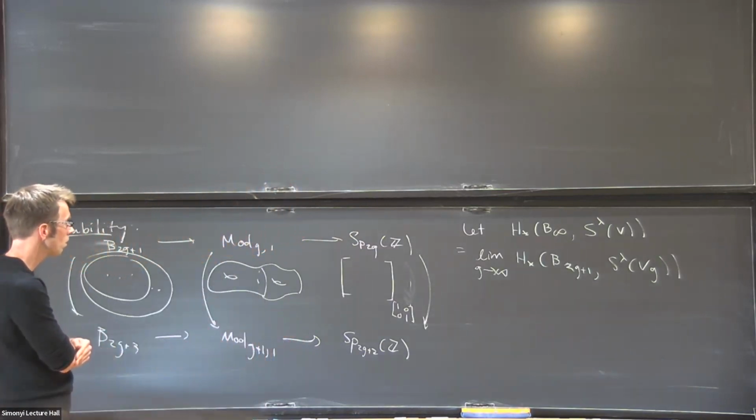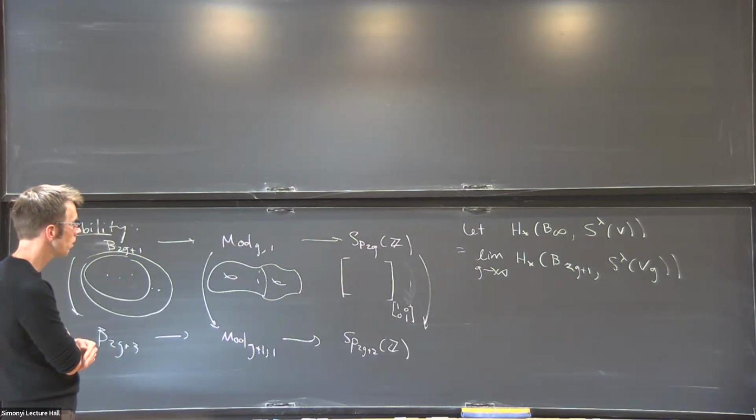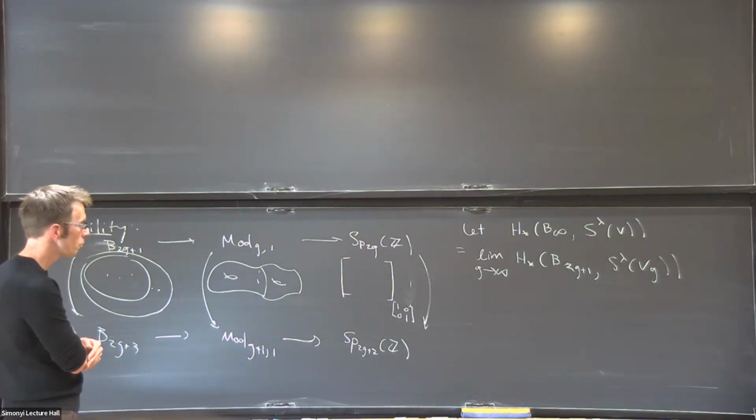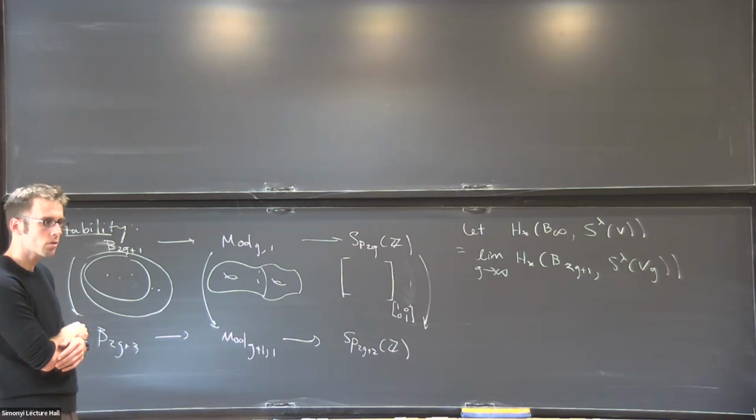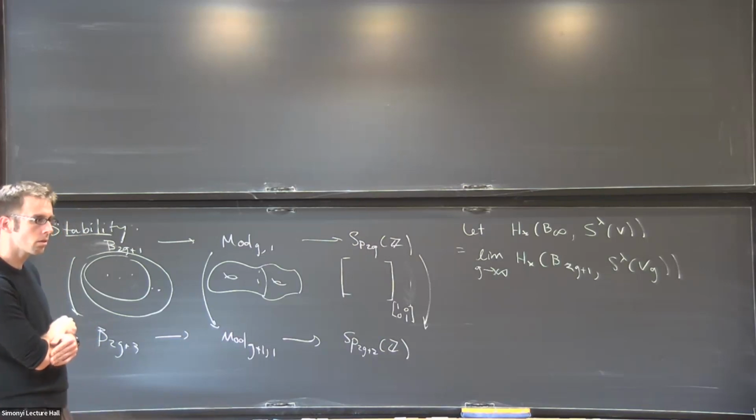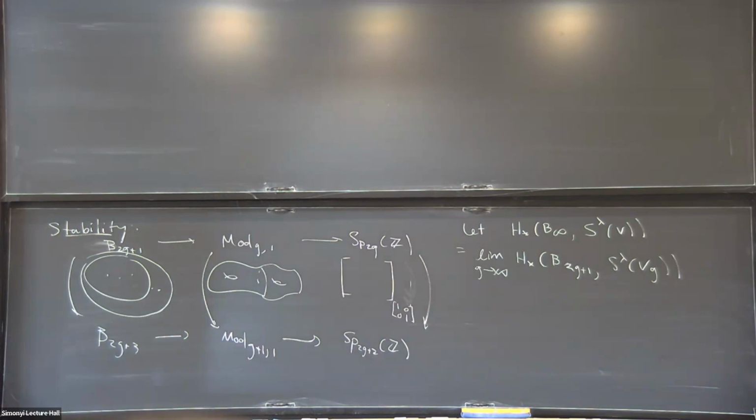So there will be a map, and it will be an isomorphism in a range that I'm not entirely sure how good of a range it will be. The question of the range in which we have stability isomorphisms is going to be a central topic in Dan's second talk. All right.